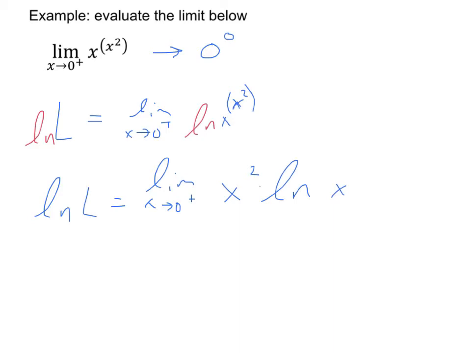And it's actually really neat to see here. What happens if you attempt to plug in 0 here? We get 0 times negative infinity. We have successfully transformed this indeterminate form into this one. And that means we can proceed with the way that we know how to do this, right? It's still ln L.